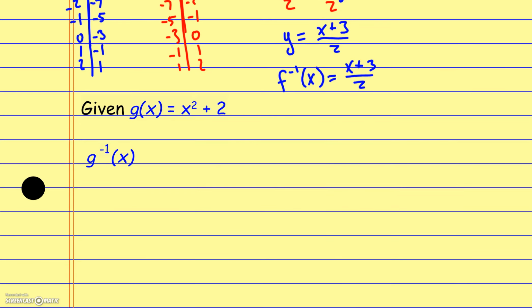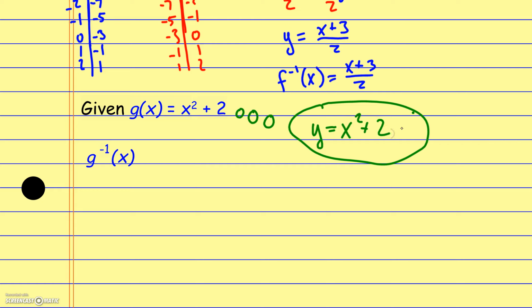If I look at the next one, again, I want to think about what this thing really is. This thing is really y equals x squared plus 2. So now if I want to find the inverse, I just rewrite it as x equals y squared plus 2. And I'm just going to solve this thing for y. I'm going to rearrange it, so I subtract the 2 from each side. Then I get x minus 2 equals y squared.